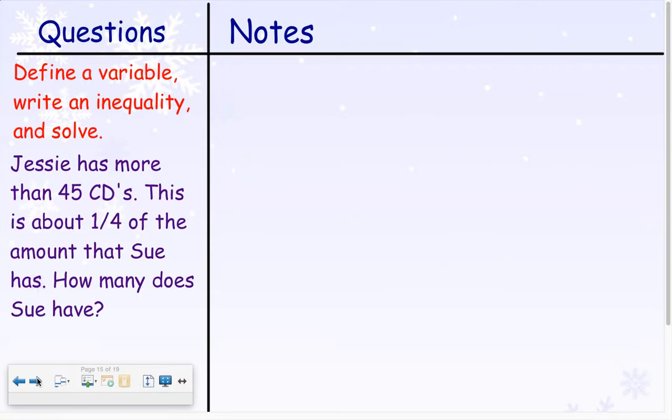All right, define a variable, write an inequality, and solve. Jesse has more than 45 CDs. This is about a fourth of the amount that Sue has. How many does Sue have? Now remember, anytime we do a word problem, we're going to use our acronym SUI.